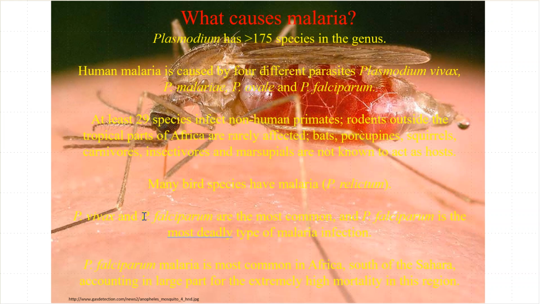Plasmodium vivax and Plasmodium falciparum are the most common plasmodia that infect humans, and falciparum is the parasite that causes the most damage in humans, and that's the most deadly of the 4 that infect humans. But falciparum, the reason malaria is such a problem in Africa, is that falciparum is the primary malaria parasite in sub-Saharan Africa.